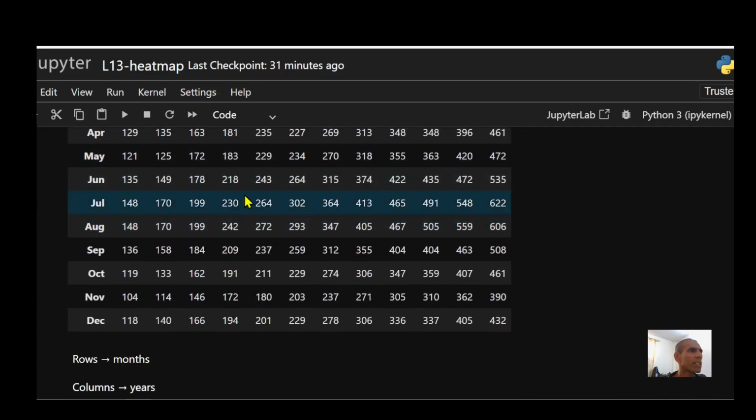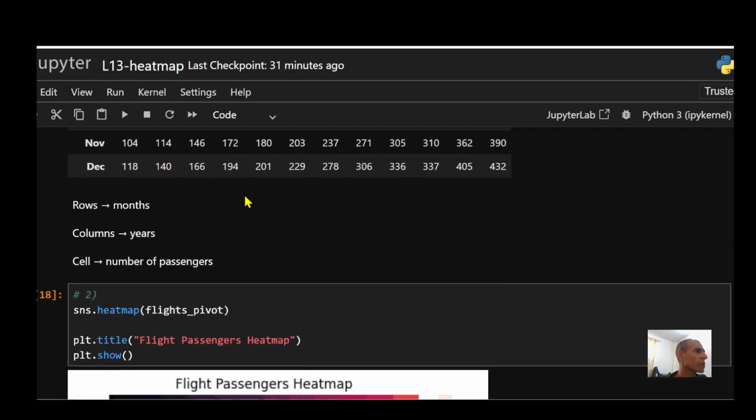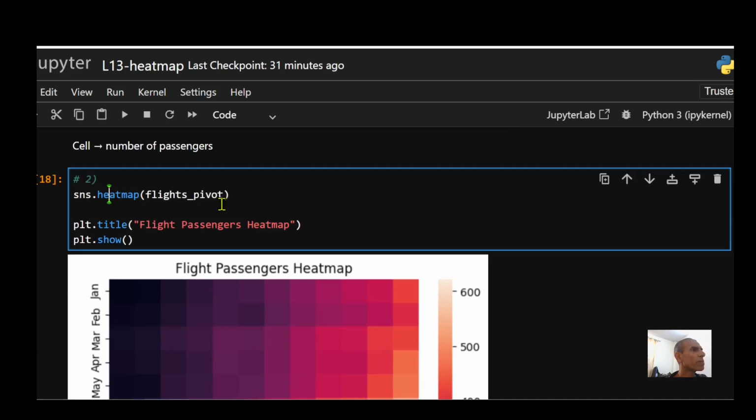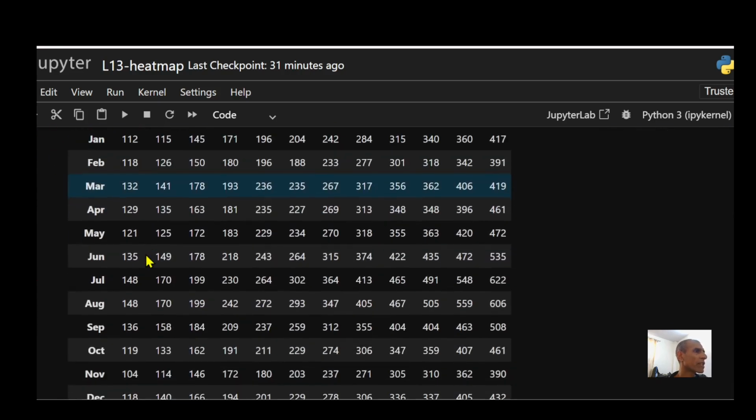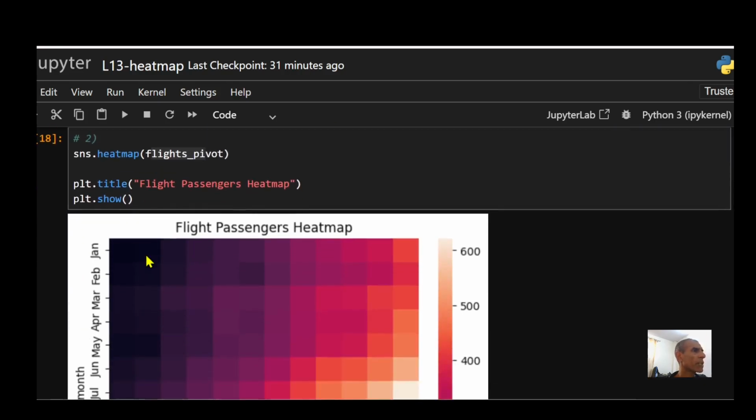Now, I want to see this data visually through a heat map. I can do that now. In this particular instance, I'm calling heat map and giving it the table flights pivot. That would be this table right here. So I give this data to it, and coming back down over here, this is how you get it.